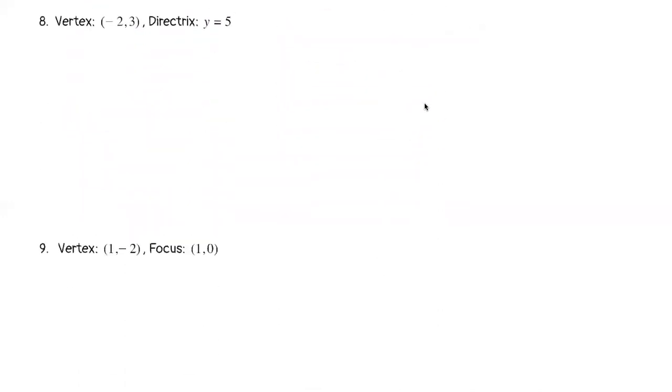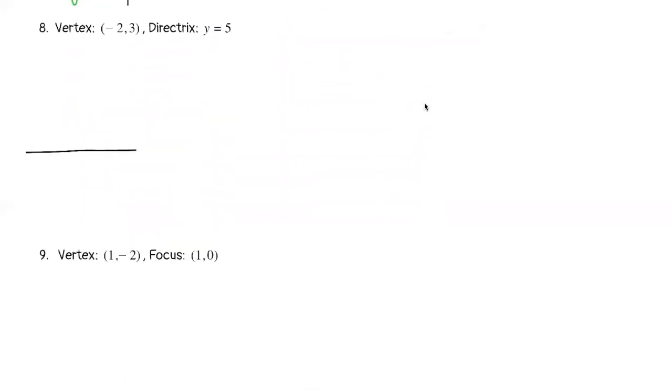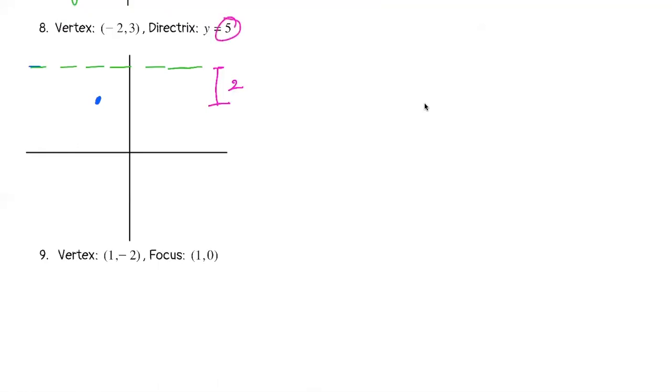All right, let's take a look at number 8. Set up our XY grid. And let's draw in our vertex. So -2, 3. And my directrix is at y is 5. So that's, whoops, that's above that. Okay. Well, if the directrix is above by 2 units, and I just took 5 and I subtracted 3 and I got 2, okay?